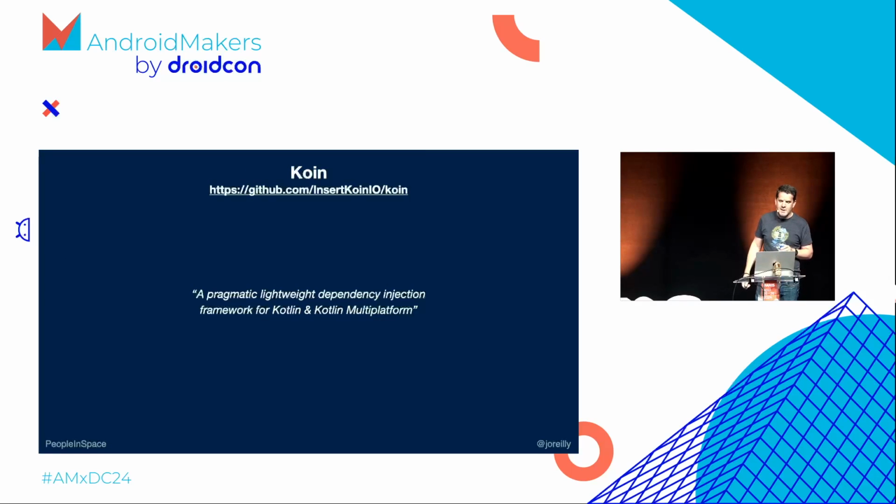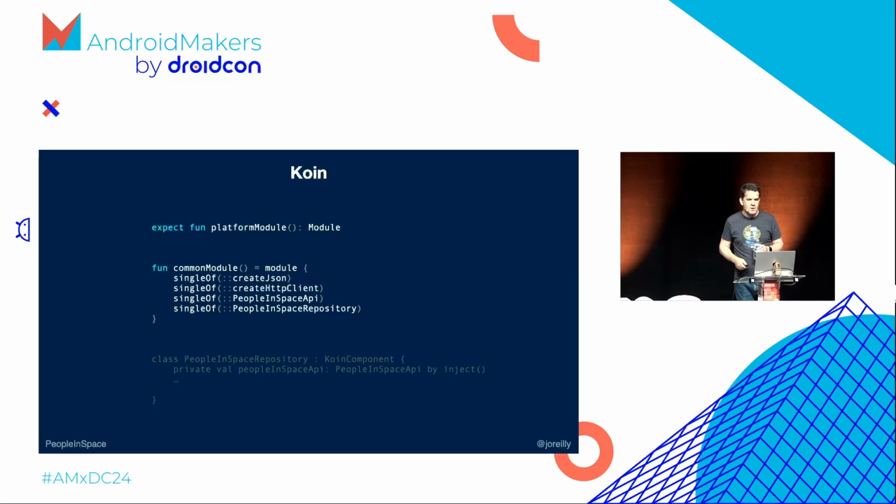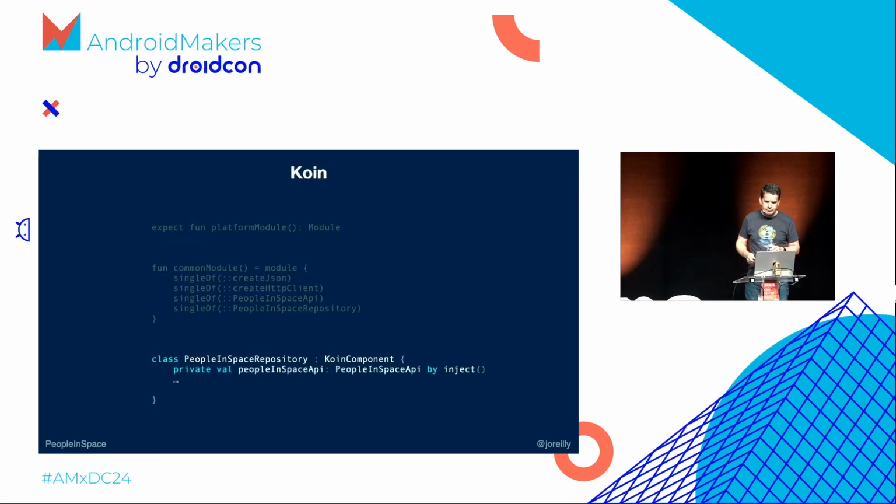First library we're going to talk about is Koin. It's the dependency injection framework I use in most of the KMP samples I have, and one I've been using in work projects as well for several years. We define our dependencies in a series of Koin modules. In a KMP project, we typically have one module for common dependencies, as shown here, and then use expect actual for a platform module that we define for each platform, as we'll see shortly. And also showing here an example of injecting the people in space API dependency in the repository class.